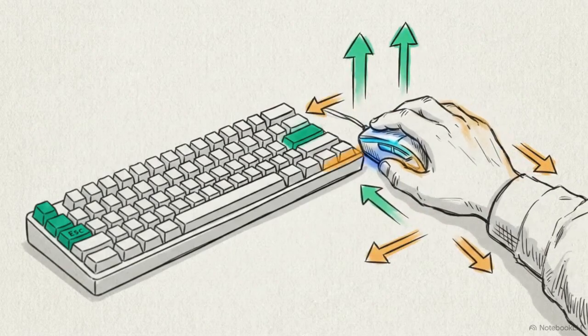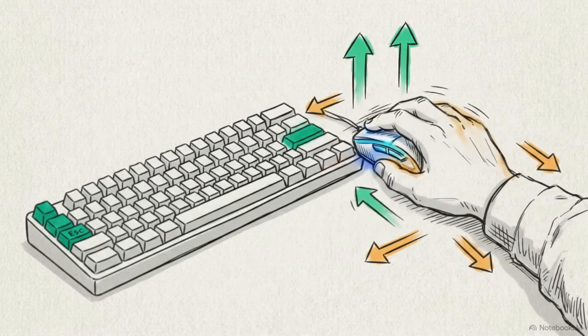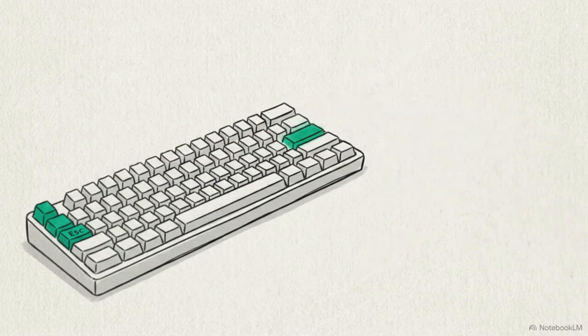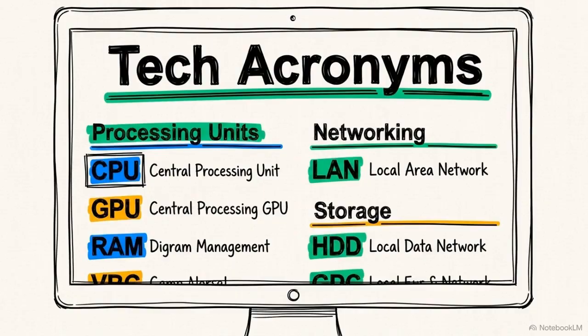Unplug your mouse and push it off your desk. For this entire exercise, you are only allowed to touch the keyboard. Take a look at this final document. We are going to build this clean, fully formatted reference sheet of essential technology acronyms.